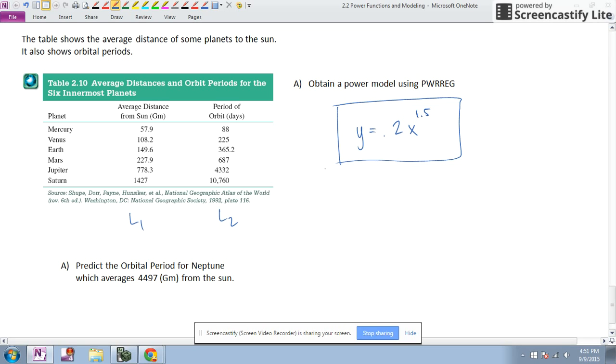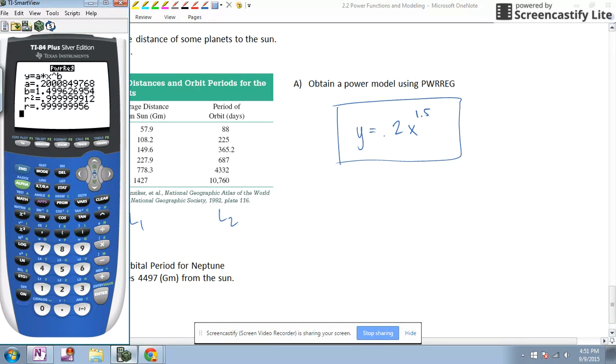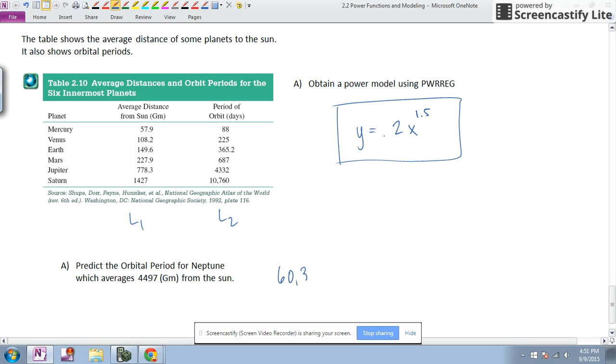And in fact, part 2 says, hey, look, if I am 4497 Gm away, I should have to look up what Gm are from the sun. How many days will it take? Well, I will just take my little equation, and I will do 0.2 times 4497 to the 1.5 power, and it will take you that many days. It will take you 60,000 days. That's how long it takes Neptune to travel around the sun. So 60,313 and a half days. 60,313.5 days takes Neptune to get around the sun.